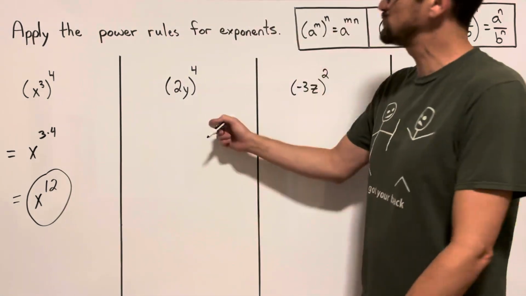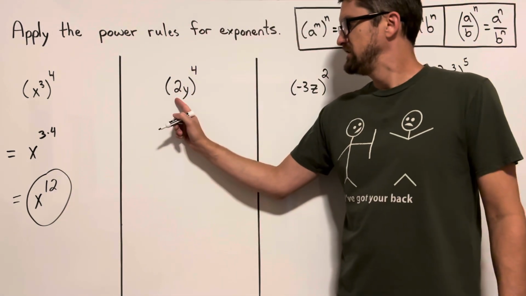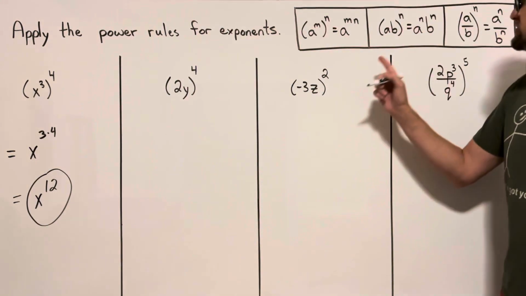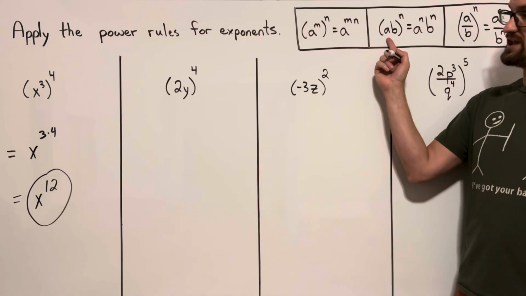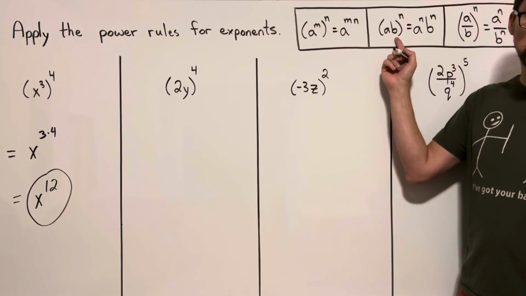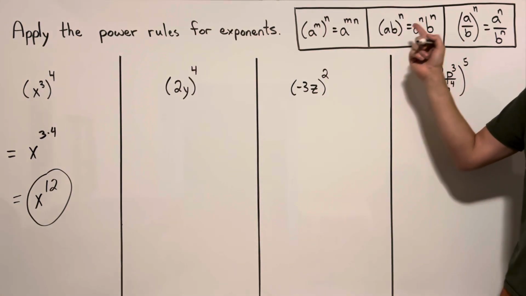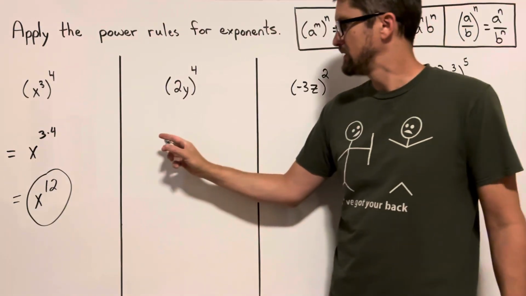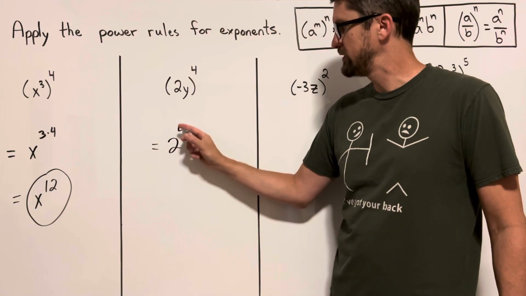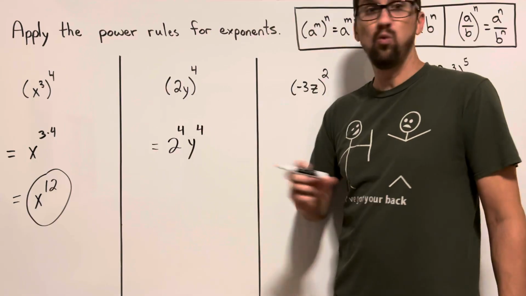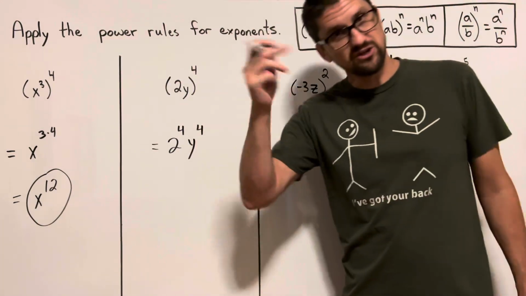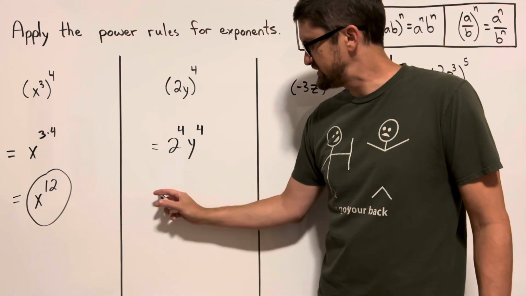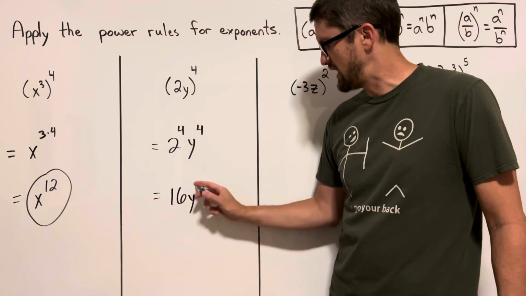All right, let's look at this one. Now this one we have 2 times y in parentheses. So this time, this one applies, where the a is 2 and the b is y. So this power is going to go to both the 2 and the y. So this is going to be 2 to the 4th times y to the 4th. 2 to the 4th, that's 2 times 2 times 2 times 2. That gives you 16. So this is going to reduce to 16y to the 4th power.